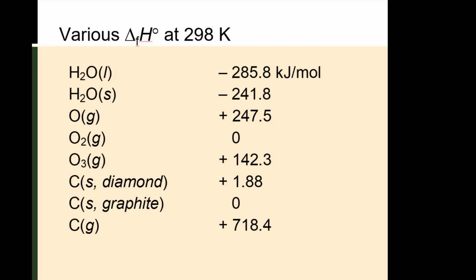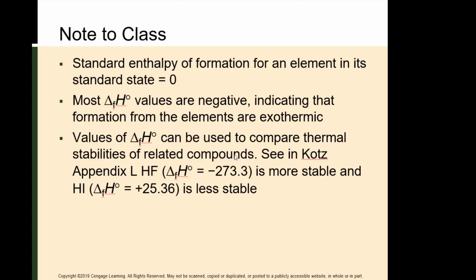Most delta H values are negative, indicating that forming most compounds from the elements is exothermic. Very few values are positive, and those represent compounds that are pretty unstable with respect to decomposition to the elements. So these couple that are positive are pretty unstable. The values of these heats of formation can be used to compare thermal stabilities of related compounds and see which is more stable. Obviously, the exothermic, the negative 273 is more stable than HI, hydroiodic acid, which is positive 25, so that's less stable. Let's do a couple examples.